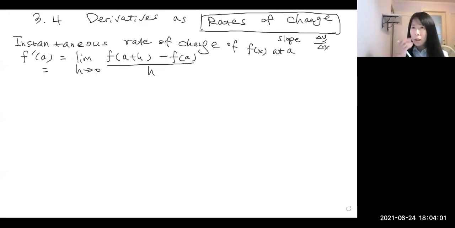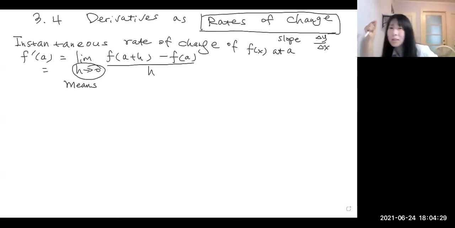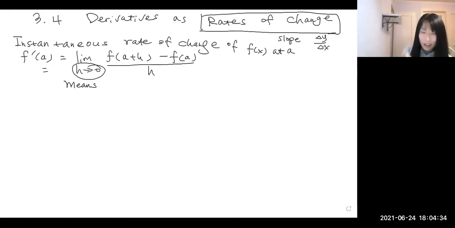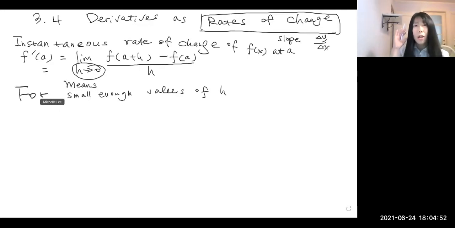So h approaching 0 means we don't get to 0, right? Look, the denominator cannot be 0 because it would be undefined. So we make it close to 0, like 0.0001, a very tiny number. We say this is small enough. H approaching 0 means we use small enough values of h. Then we can take out the limit as h approaches 0.